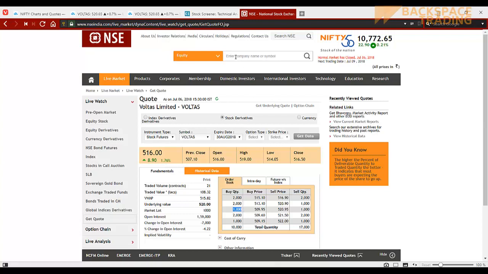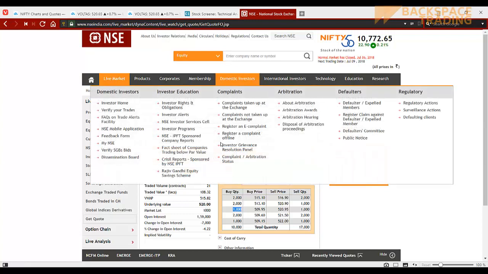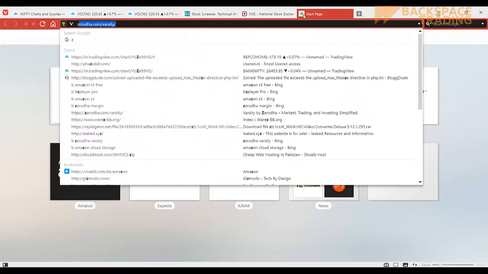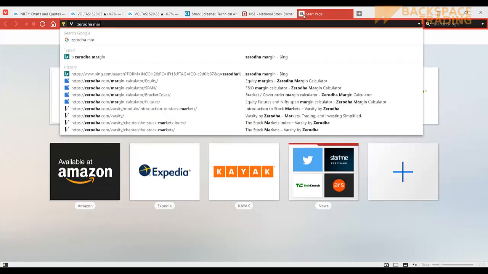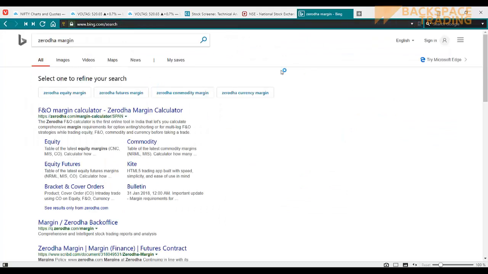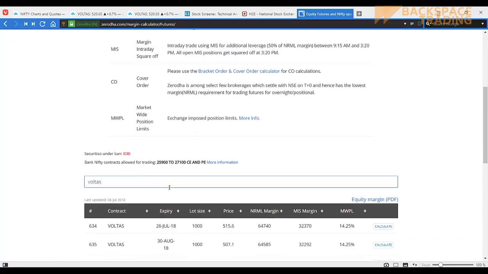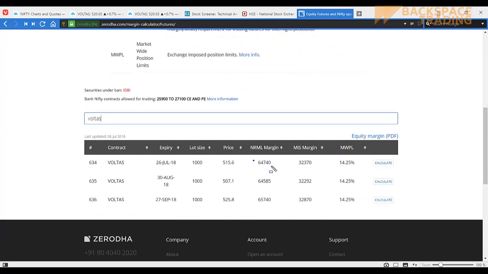If you have a 100-point move downwards, just keep holding it. You will be literally earning 1 lakh rupees. And how much margin does it require? Say 1 lakh rupee margin. Let's go to Zerodha margin, equity futures, Voltas. This requires 65,000, right? Along with this, say around 1 lakh rupees investment, you will have a return of 100%.